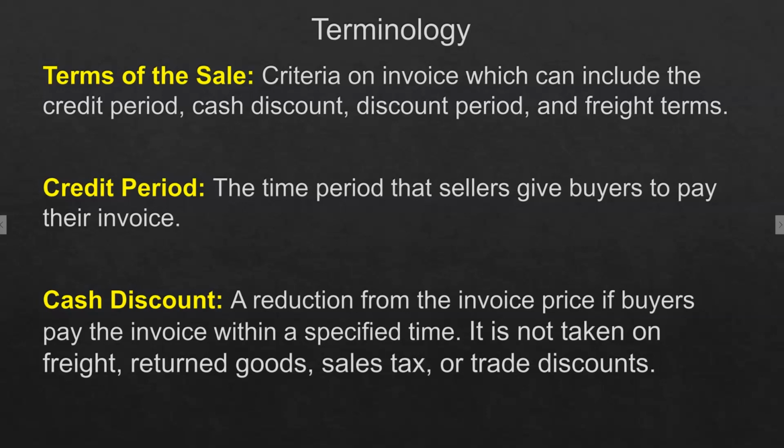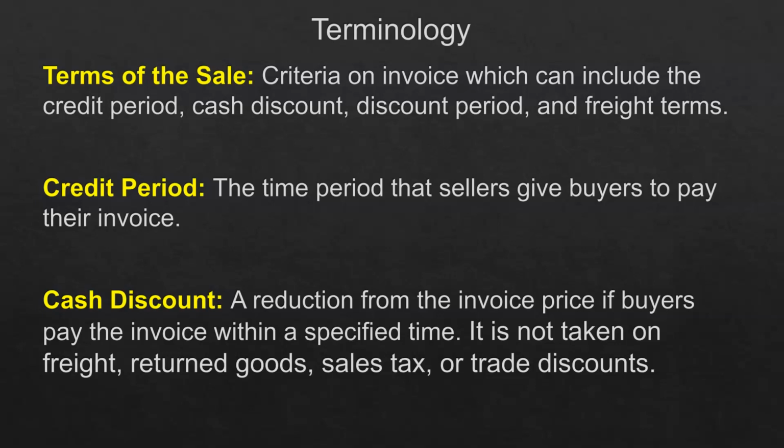Okay. Terms of sale. This is criteria on your invoice, and it can include the credit period, the cash discount, the discount period, and freight terms. There's a lot of information, and it's written in a certain way, and we'll talk about that as we go. The credit period is how much time you have to pay the invoice.